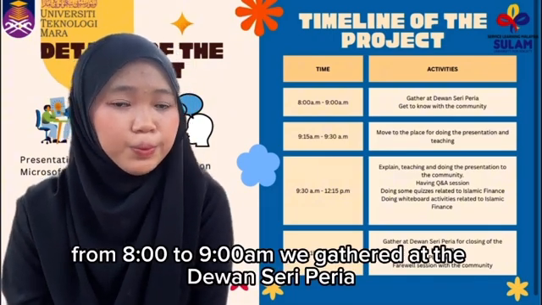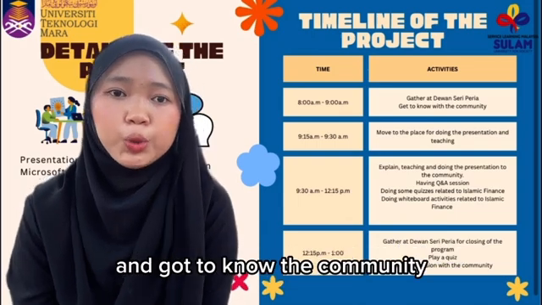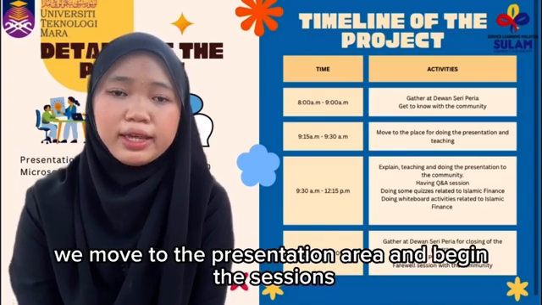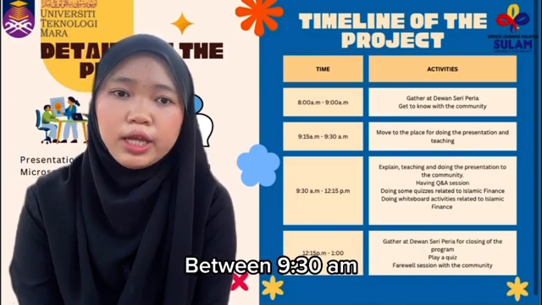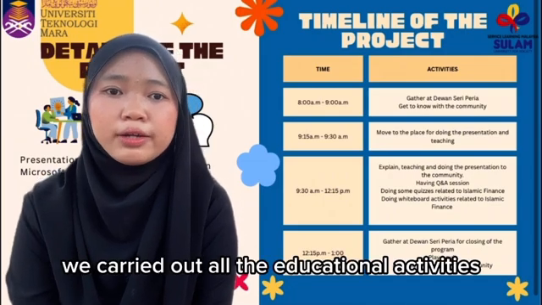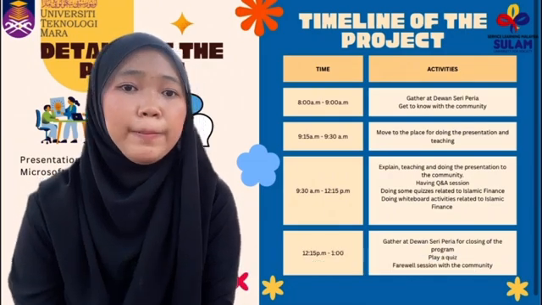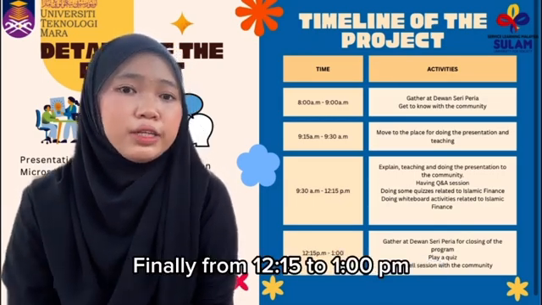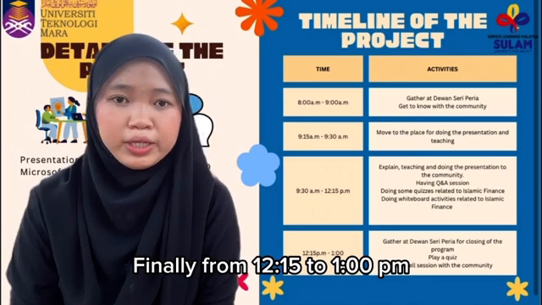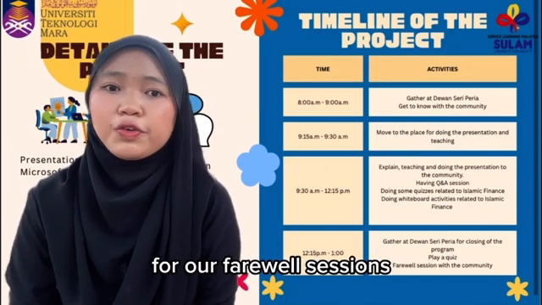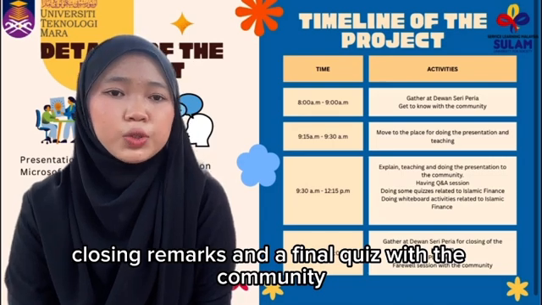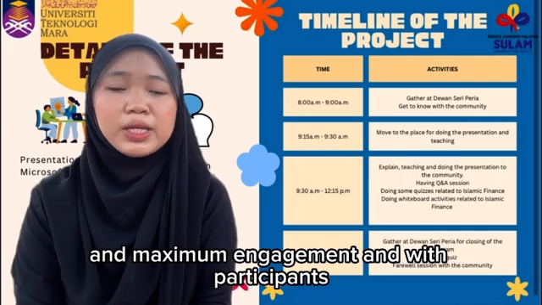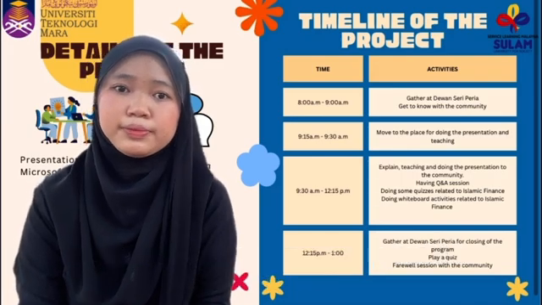From 8 to 9 a.m., we gathered at the Dewan Seri Peria and got to know the community. By 9:15 a.m., we moved to the presentation area and began the sessions. Between 9:30 a.m. and 12:50 p.m., we carried out all the educational activities, such as presentation, teaching, Q&A, quizzes, and whiteboard tasks. Finally, from 12:15 to 1 p.m., we returned to Dewan Seri Peria for our farewell session, closing remarks, and a final quiz with the community. This structured timeline ensures smooth coordination and maximum engagement with participants.